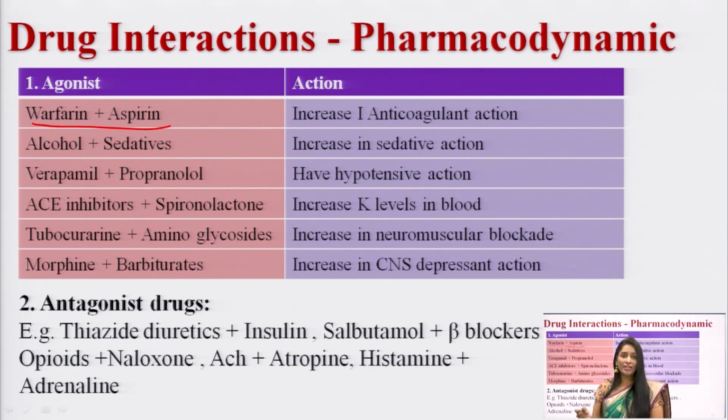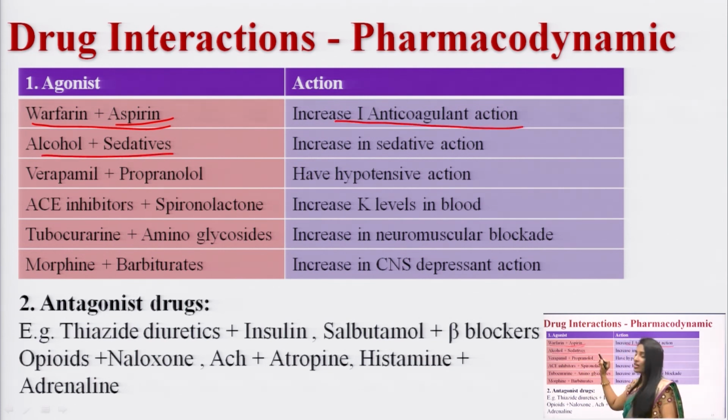You know that warfarin is an anticoagulant drug. Which type of anticoagulant is it? It is an oral anticoagulant, and heparin falls under the parenteral anticoagulants. So, if I am taking warfarin with aspirin, aspirin also has anticoagulant activity, so it will increase the anticoagulant action, right. And the second one is alcohol with sedatives. Alcohol also has a sedative action. If I am taking a sedative drug, what is going to happen? Here the agonist drug with another drug will increase the action of the second drug.